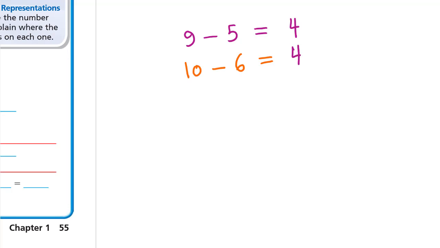Okay, what if I give the 5 two? So the 5 became 7. I gave the 9 also 2, so it became 11. So what is 11 minus 7? Also 4. So look what happens here in subtraction. If you increase the two numbers by the same amount, the difference stays the same. If you add 1 to the 5 and the 9, the difference is still 4. If you add 2 to the 5 and 9, the difference is still 4.